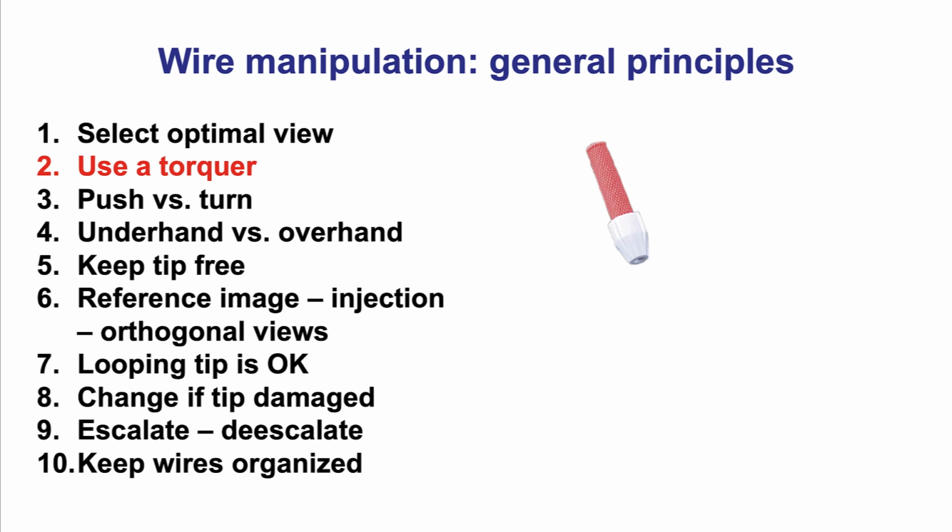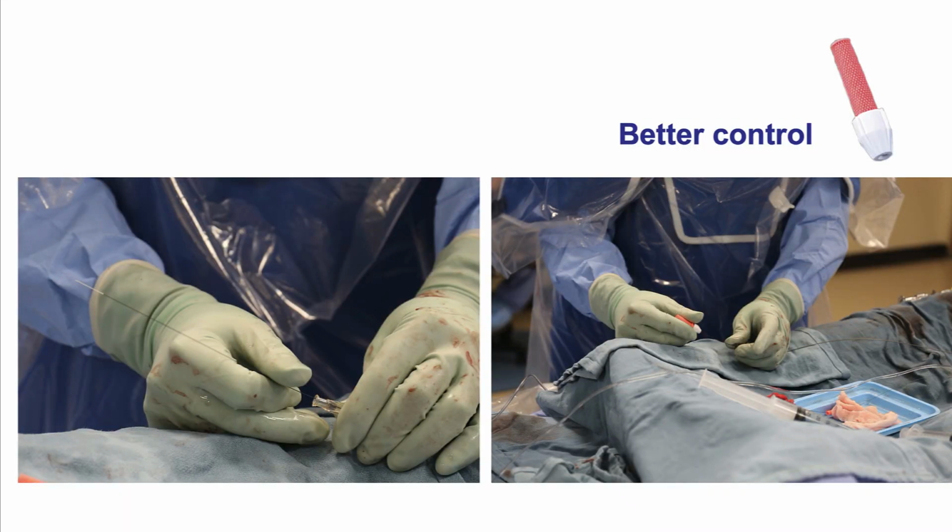The second key principle is to use a torquer, at least when wiring is challenging. One can advance wires in most cases just using the fingers. However, when wiring is challenging, using a torquer provides better control of the guide wire. Having said that, there are some exceptions.